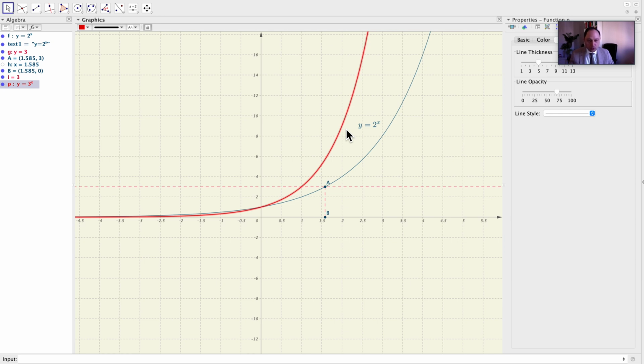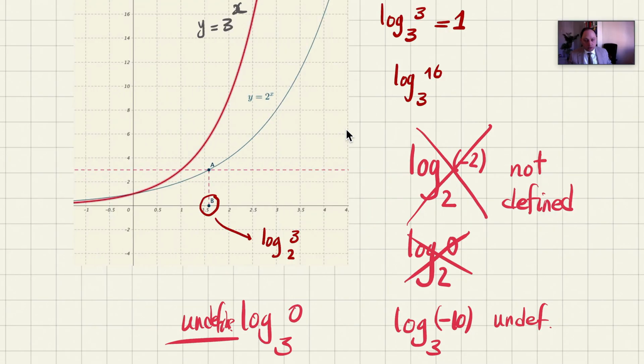And I hope that you understand there is nothing specific about base 2. If I ask you what is the logarithm of -10 in base 3, it's still undefined, yes? Undefined. If I ask you what is the log of 0 in base 3, it's still undefined. Okay?